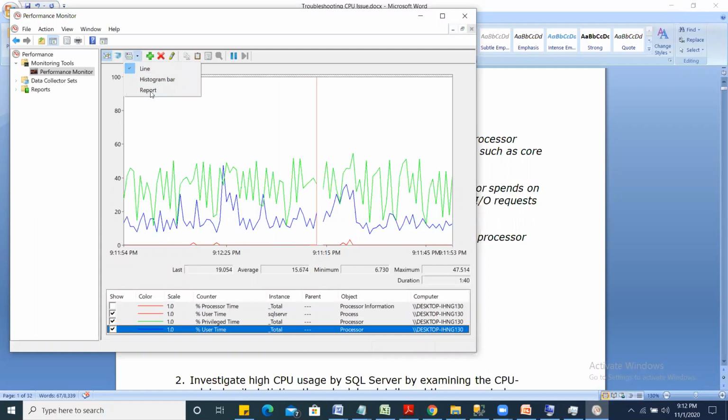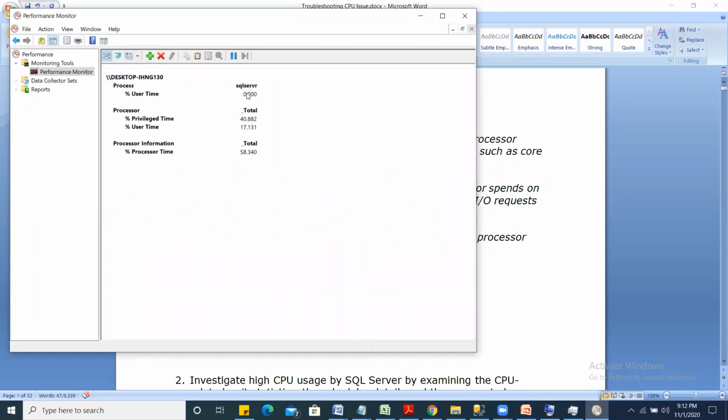So from line graph, you can go to report, right? And in the report, you can easily find the privileged time. That is the percentage of CPU being utilized by your operating system and its background processes and device drivers. The user time, that is the CPU utilization in percentage by all applications, and the CPU utilization by SQL Server. You can see here. Any question here?